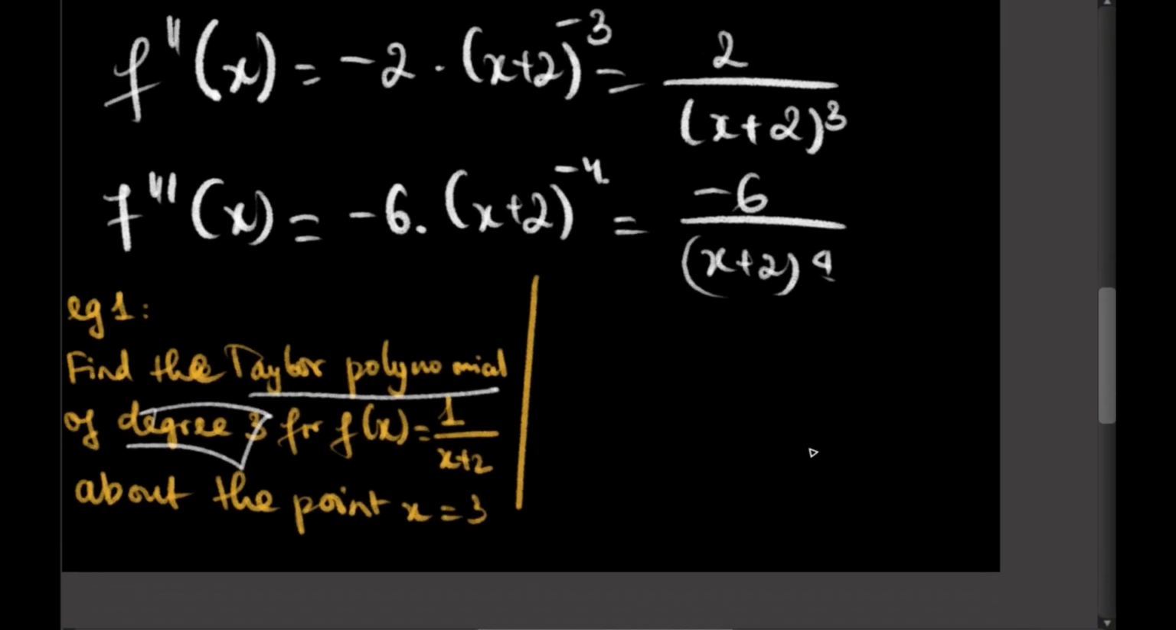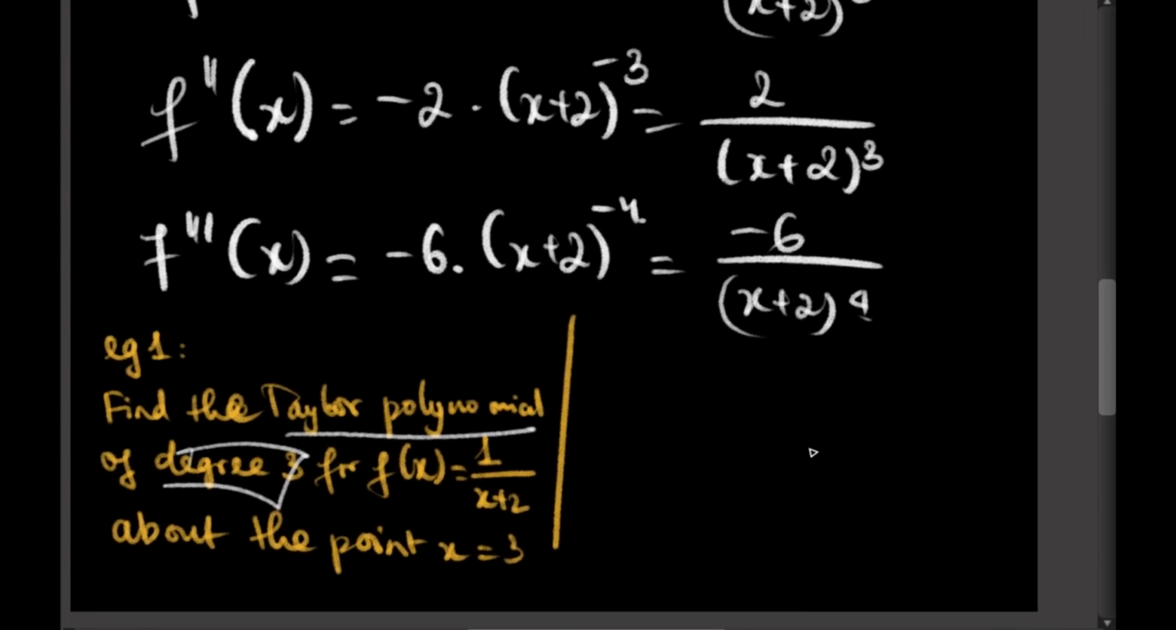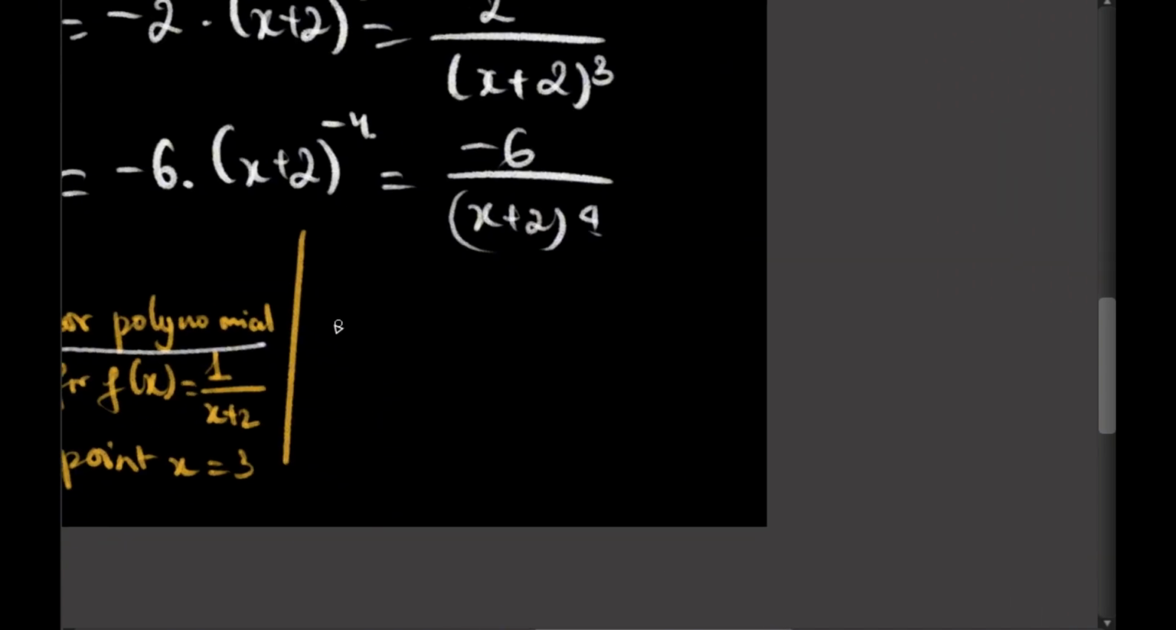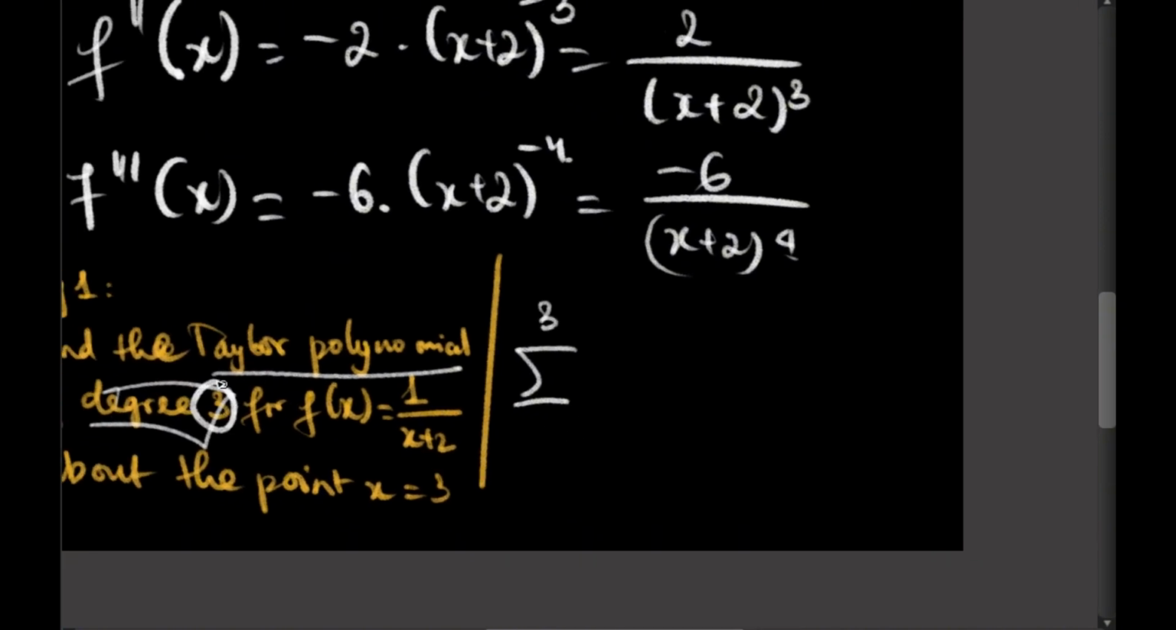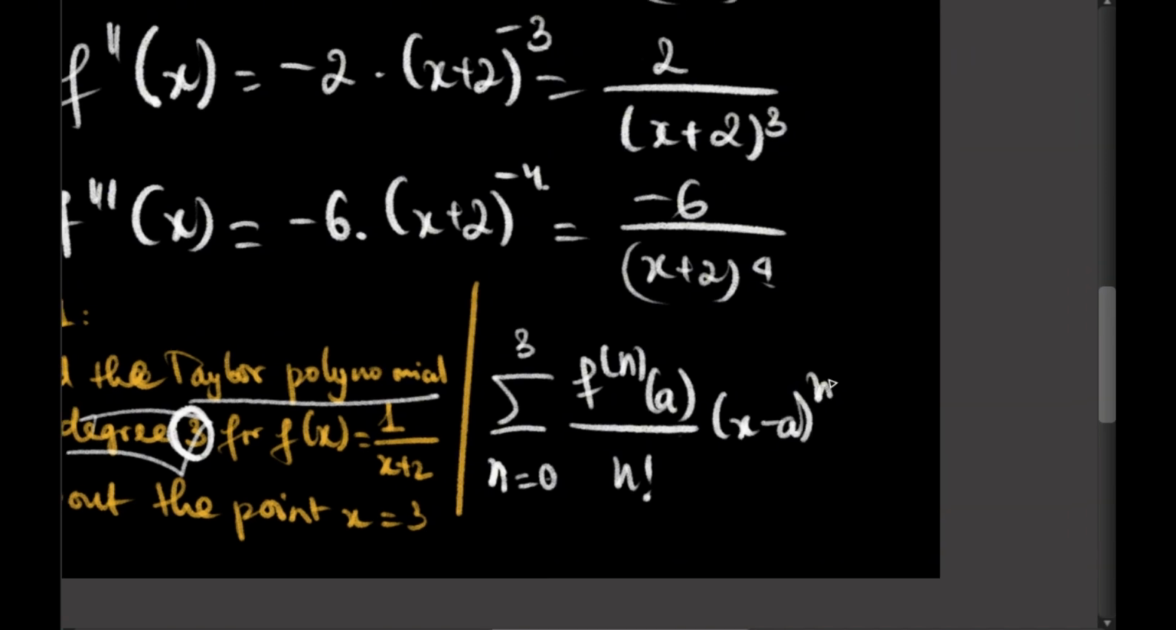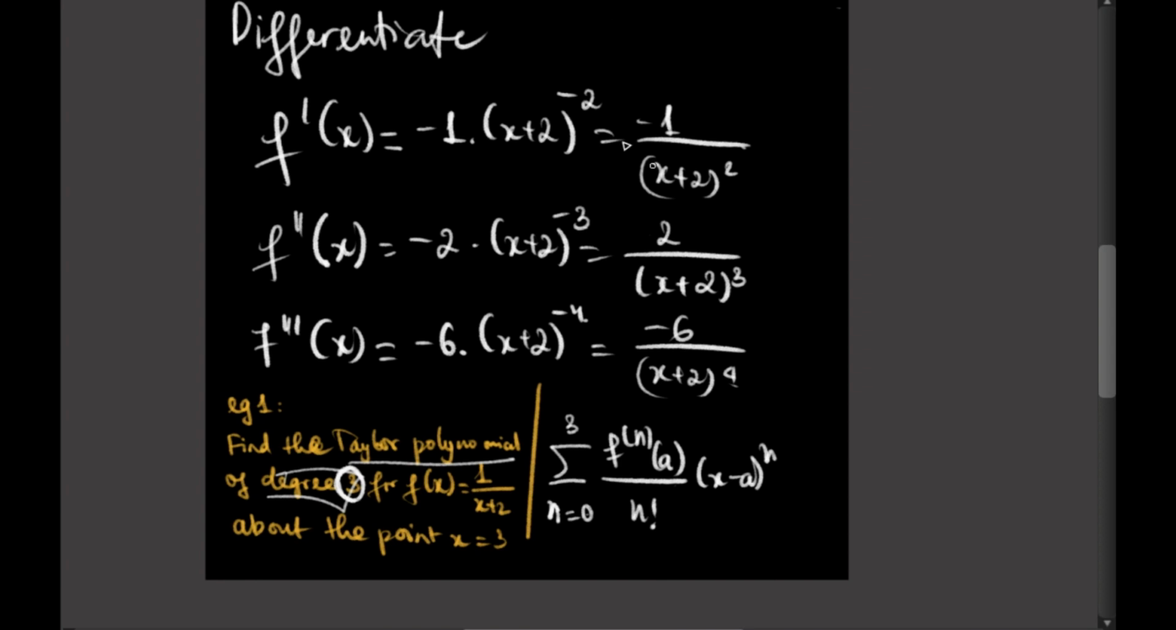Okay, therefore, now we're just going to apply that. We have to find this, because of degree 3, right? Oh, this is number 3. So this is our formula for the Taylor series. I'm going to write that here so that we're not going to forget it. And now we're going to just apply this.